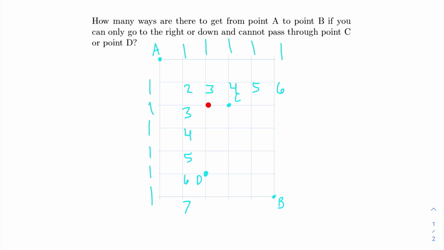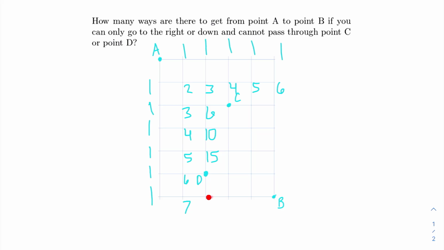Now to get to this point, there's 3 ways to get to this point and go down, and 3 ways to get to this point and go to the right. So that will be 3 plus 3, which is 6. For this point, there's 4 ways to get to this point and go to the right, and 6 ways to get to this point and go down. So there's 10 ways to get to this point. There's 15 here. We can't go to D.